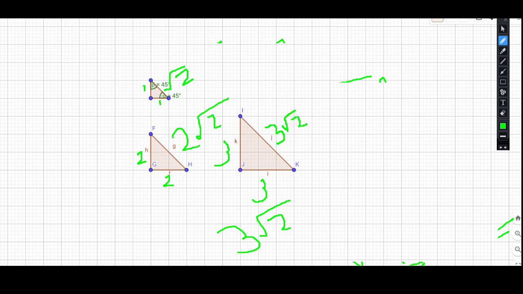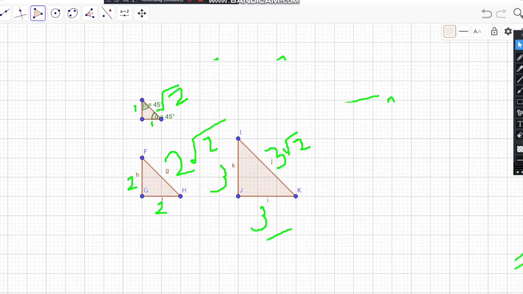Can you find out the relation between the sides of an isosceles right triangle? What is special about the sides of an isosceles right triangle? If the sides are 1, 1, then the hypotenuse is root 2. If base and altitude are 2 and 2, then the hypotenuse is 2 root 2. And if base and altitude are 3 and 3, then the hypotenuse is equal to 3 root 2.